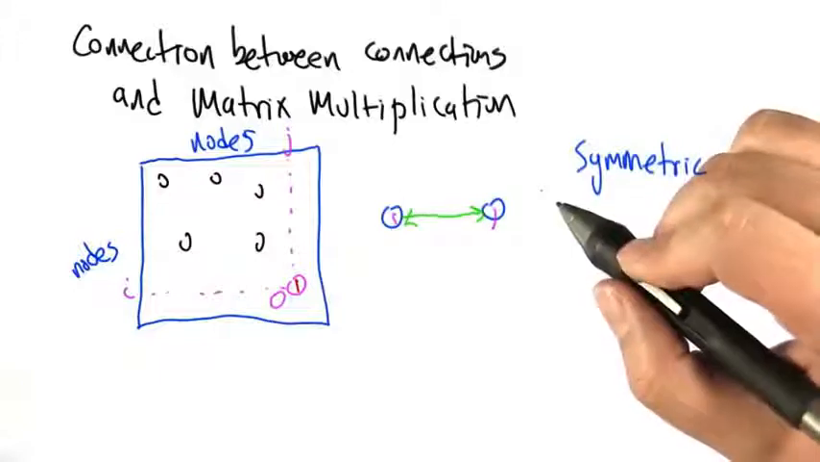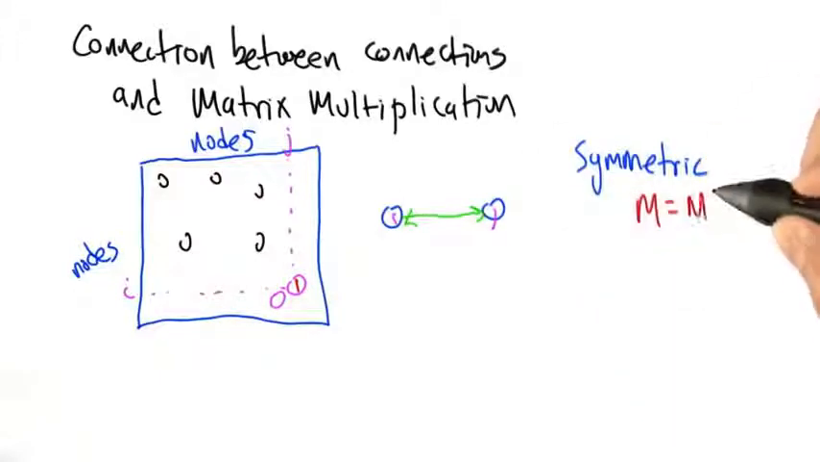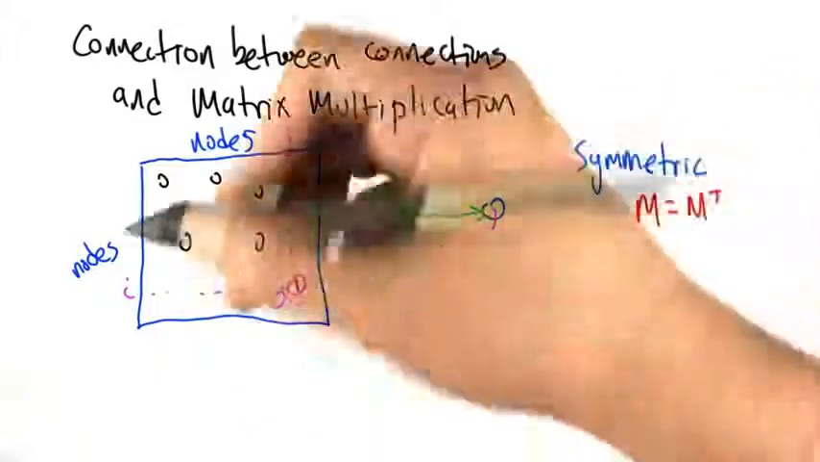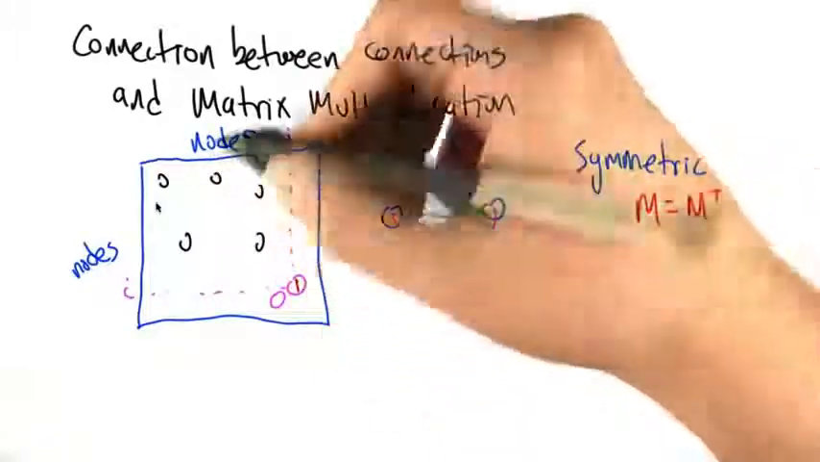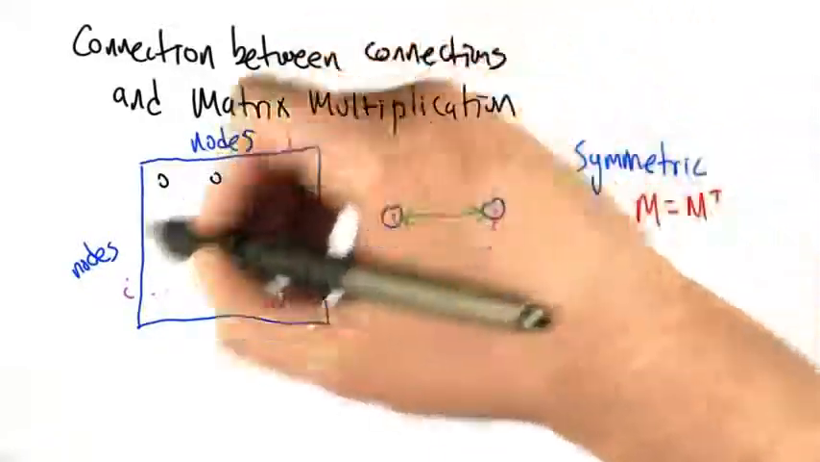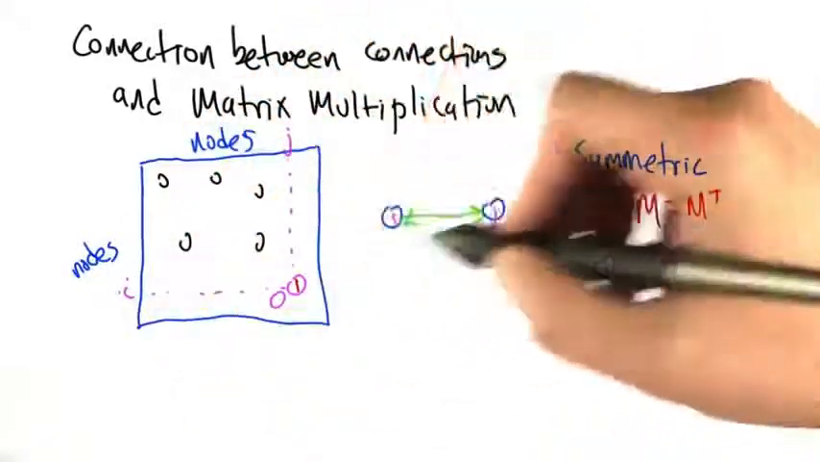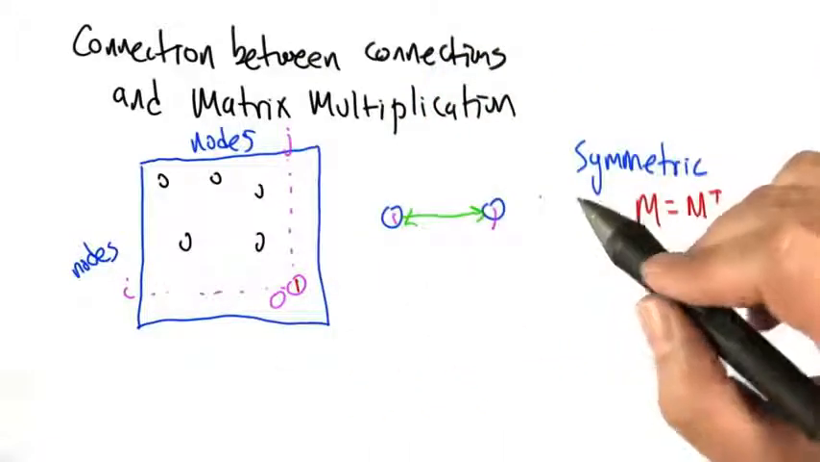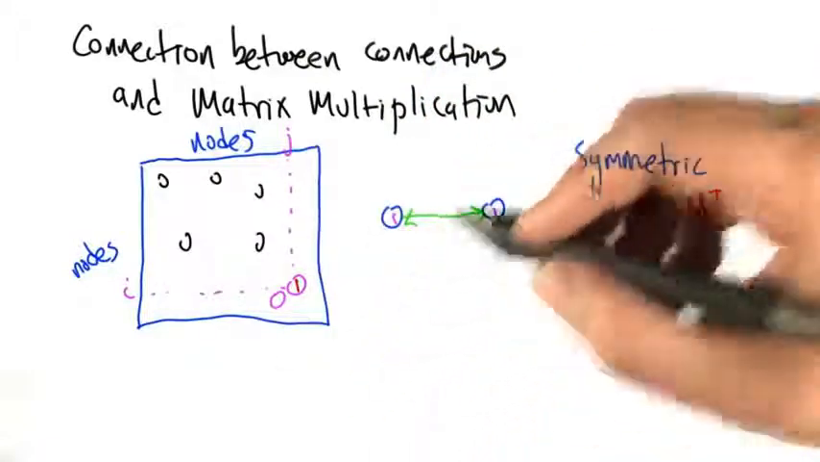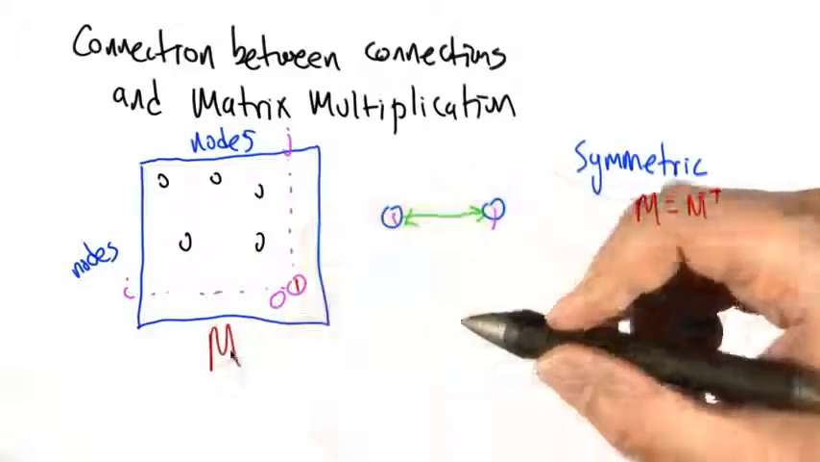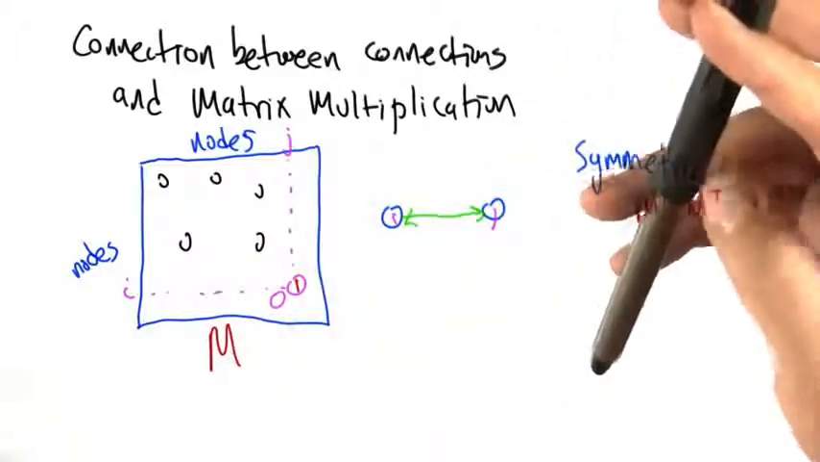I'm not going to get into matrix terminology, but if you're familiar with it, you'll recognize what a symmetric matrix is: the matrix equals its own transpose if we flip things the other way. That's natural, since the connections are bidirectional, so interchanging the nodes gives the same matrix again. So let's call this matrix M, and think about what it means to multiply M times itself.